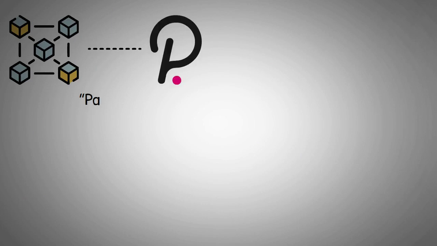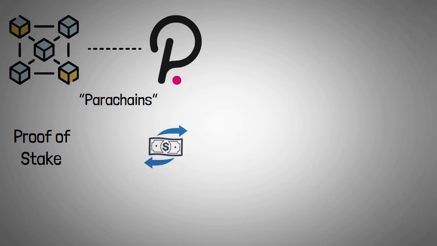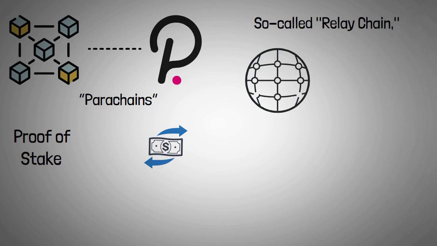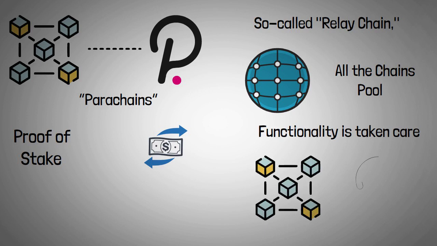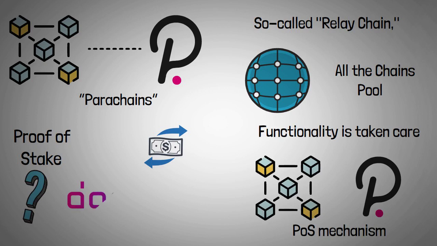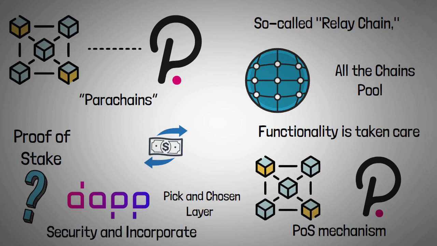Blockchains can connect with Polkadot and work in parallel as so-called parachains to access the network's proof-of-stake validation of transactions and security. In the network's so-called relay chain, transaction addresses are checked and data is standardized so that every system can understand it. This is where all the chains pool security. While functionality is taken care of, blockchains connected to Polkadot can use their own PoS mechanism, decide when and how to update their code, and run the dApps or tokens they choose. It's essentially a pick-and-choose layer that allows networks to preserve their own security and incorporate new protocols.